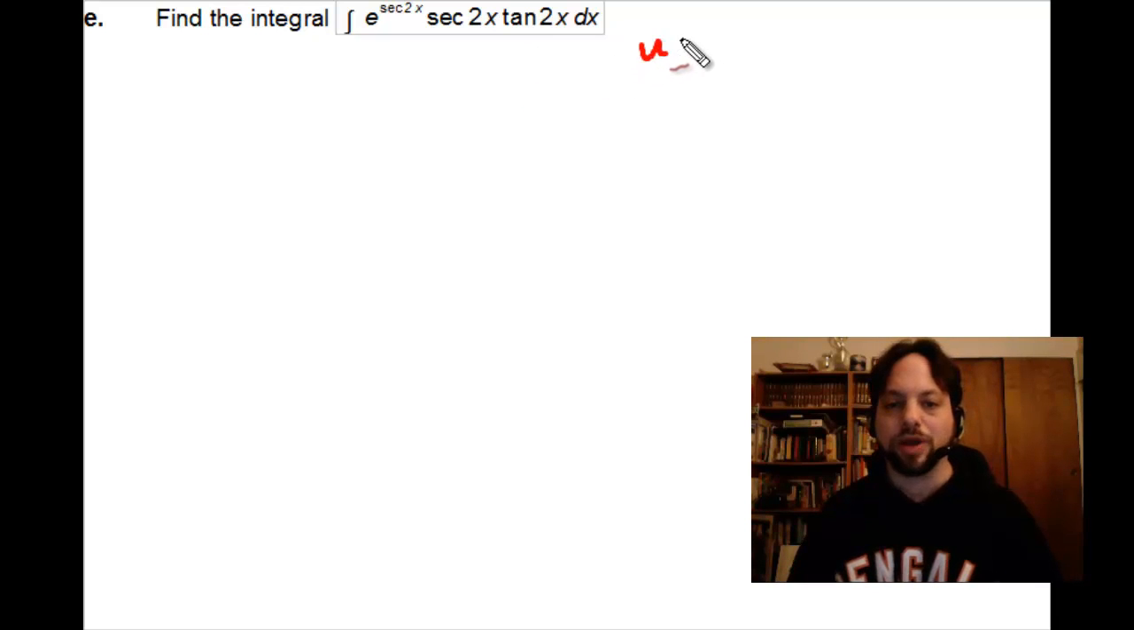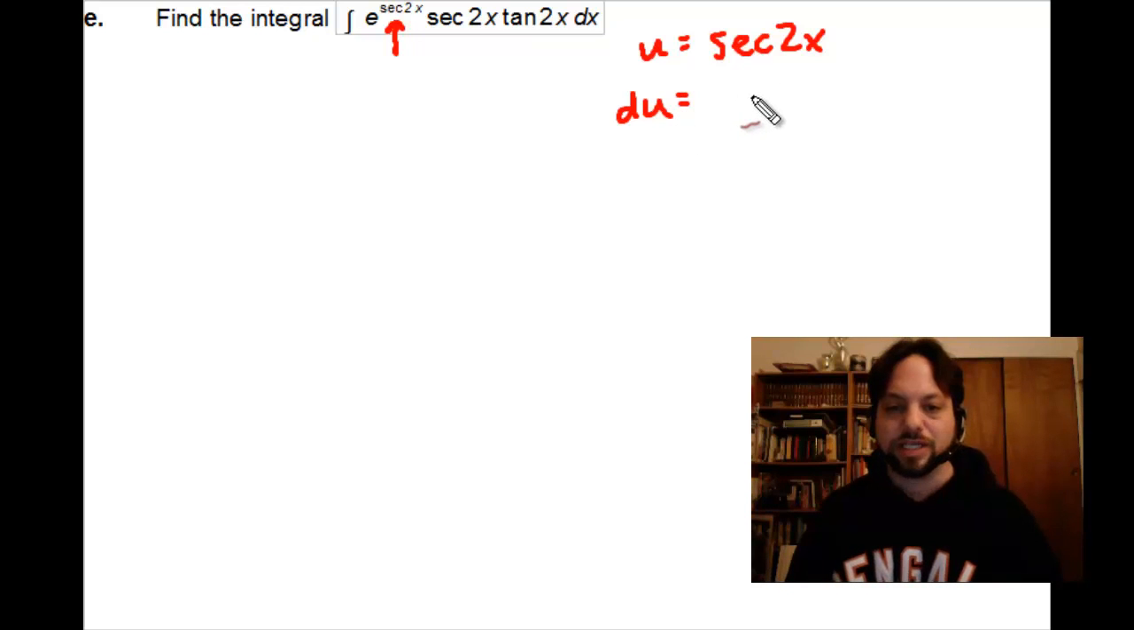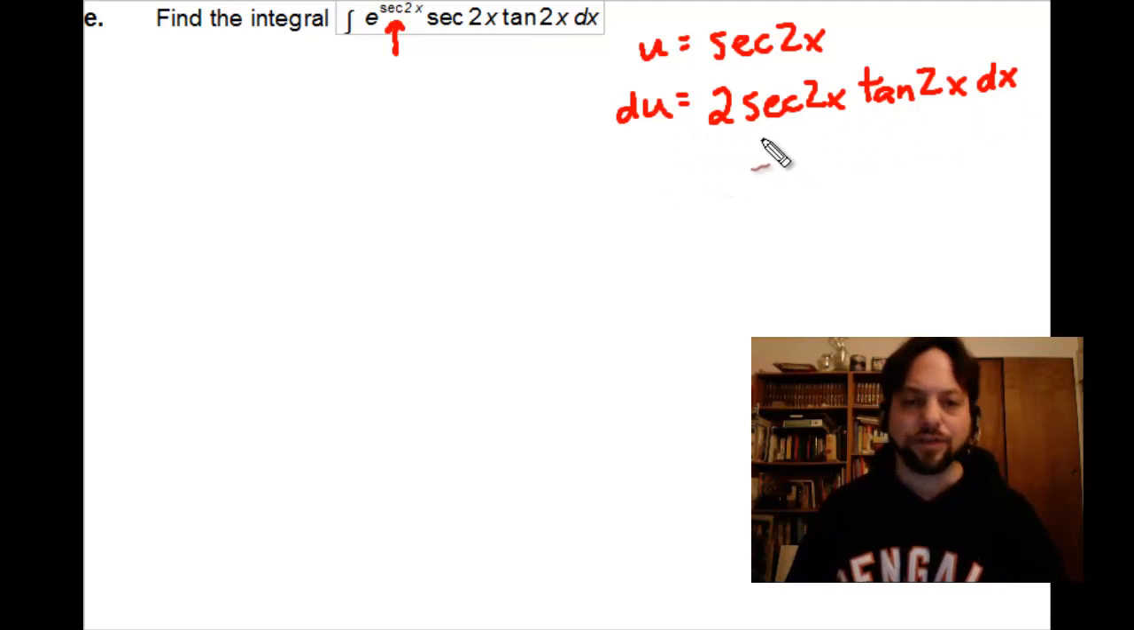Because remember, what we want u to be is simply the exponent here, which in this case is secant of 2x. Now, based off that, what would du be? Well, remember that the derivative of secant u is simply secant u tangent u du, which would put a 2 in front of everything. Now, I'll put a dx here, but wow, this looks like an awful du until you realize that that is almost exactly what is written out here.